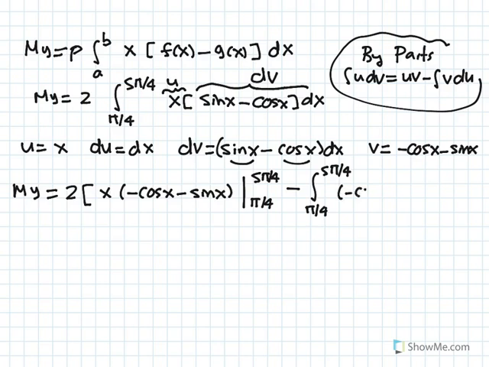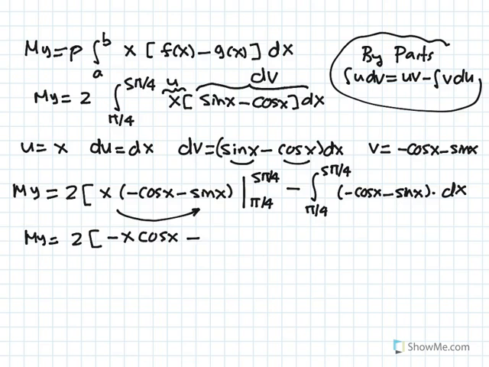V is minus cos x minus sine x times du, which is dx. So the moment with respect to the y-axis is equal to 2 times. So we get minus x. Let's now simplify this. Minus x cosine x, multiplying x through, and x times minus sine x, we get minus x sine x. And let's do the second integral. We get minus minus is plus. Integral of cos x is sine x. And minus times minus is plus as well. And integral of sine x is negative cos x.